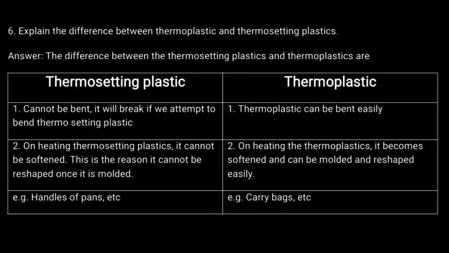Now, lastly, we could have examples. Thermosetting plastic, where is it used? It's used in handles of pans, where the heat cannot change its shape and structure. Thermoplastic, we use it in carry bags so that the shape may change according to the item that is put inside it.